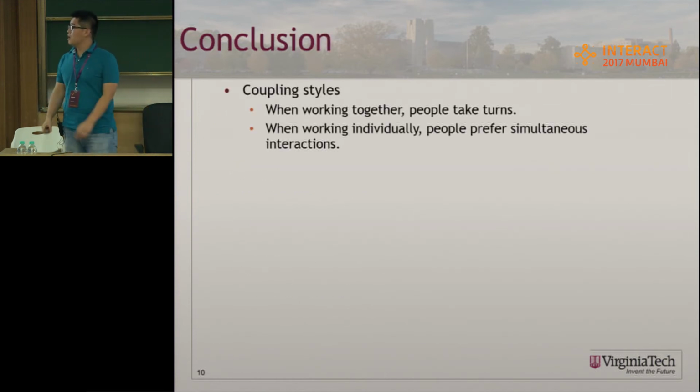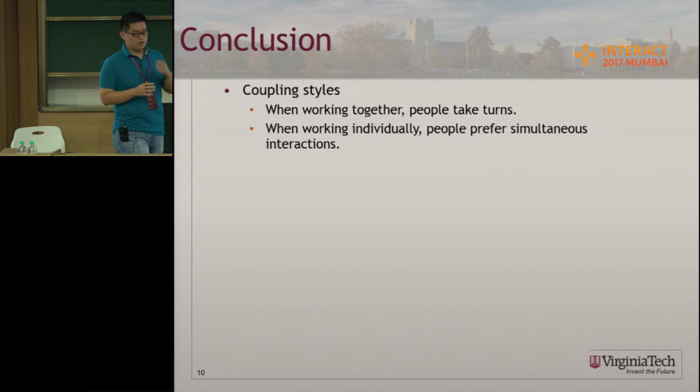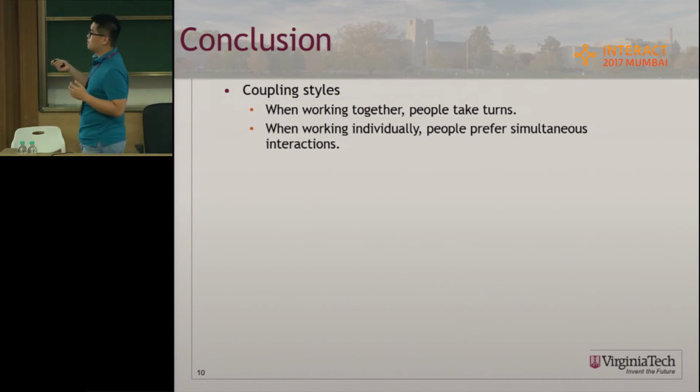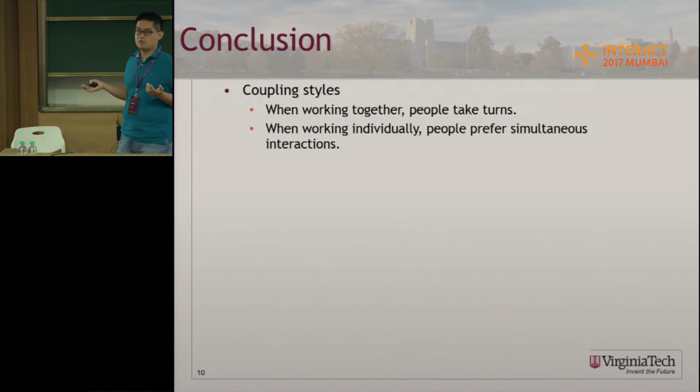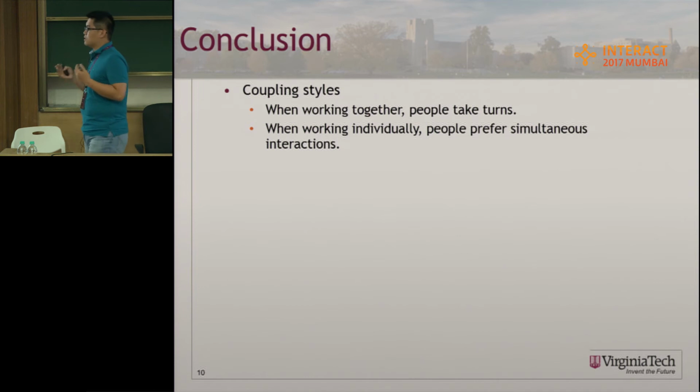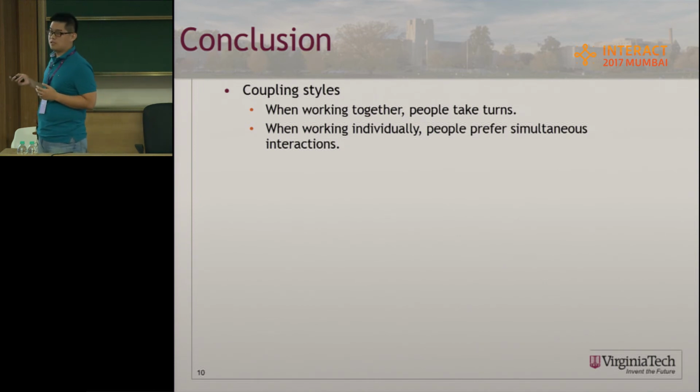So, the conclusion falls into the four types of factors we observed for collaboration styles. When people are working together, they try to take turns. And when they work individually, people prefer simultaneous interactions.